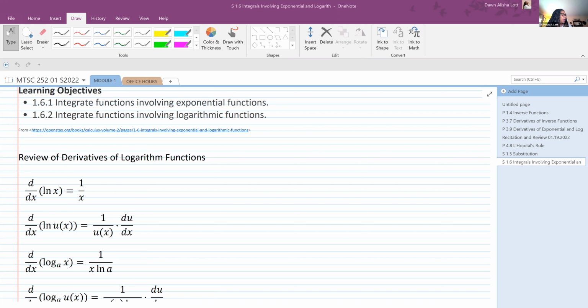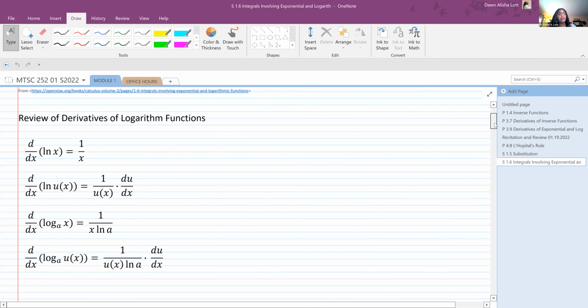Okay. All right, so today we are going to be looking at integrals of logarithms and integrals that involve logarithms. Okay, so integrals involving logarithms. So before we always talk about integration, we like to talk about differentiation. So I just wanted to remind you of our differentiation rules, okay?